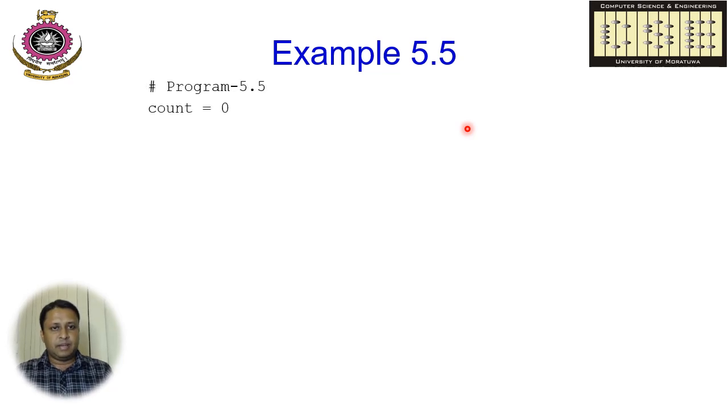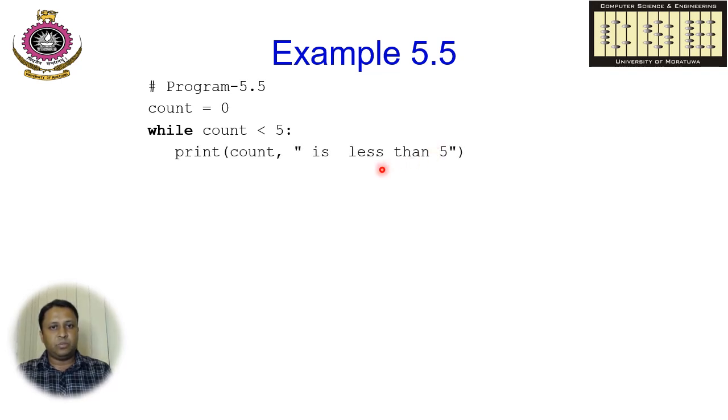So we initialize by defining a variable named count and initializing that to be 0. And then we introduce the while loop. So the condition is count should be less than 5, and inside the while loop we have a print statement. So we print the count, the value of count, and following the string is less than 5.